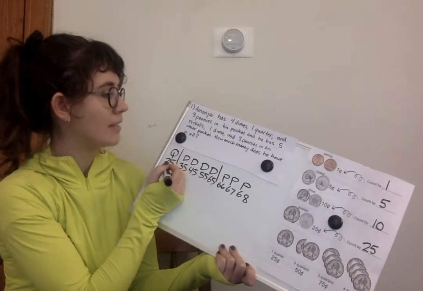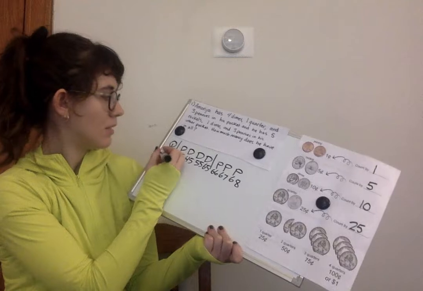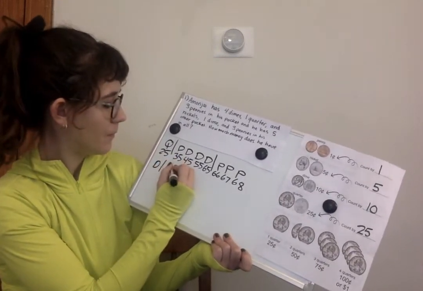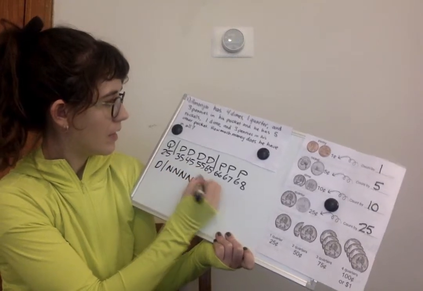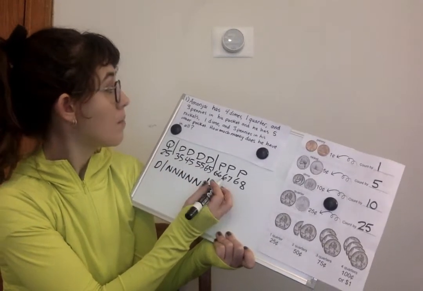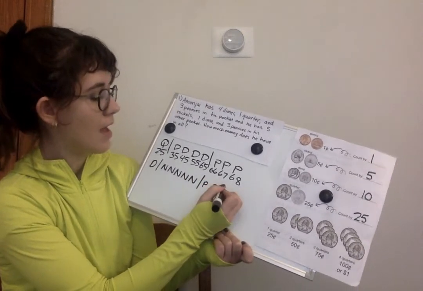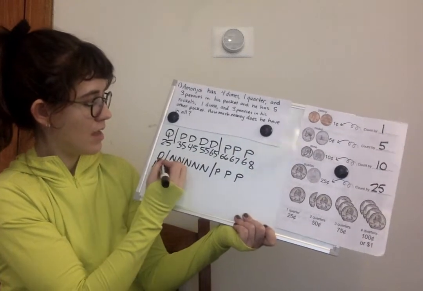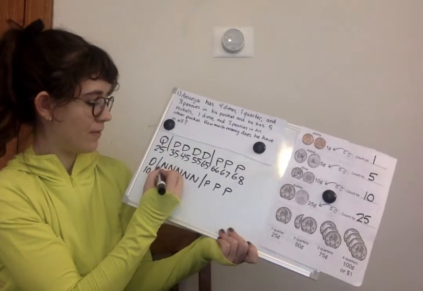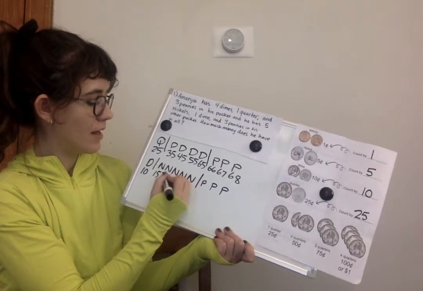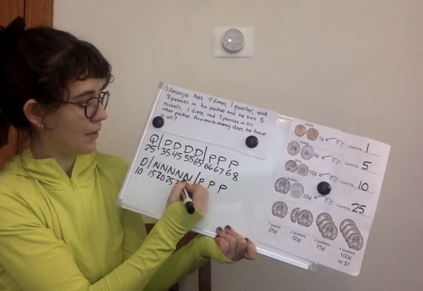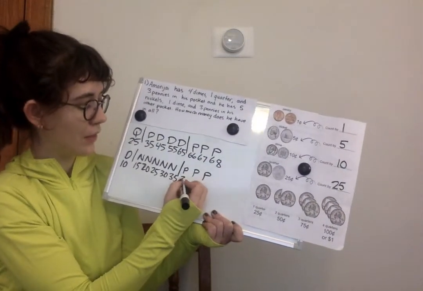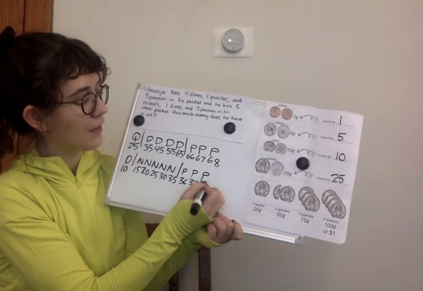Next, the other pocket has 5 nickels, 1 dime, and 3 pennies. So we're going to do that 1 dime first, then 5 nickels, and 3 more pennies. So penny, penny, and penny. All right, dimes count by 10, and then we're switching to nickels. They count by 5, so 15, 20, 25, 30, 35. Pennies count by 1, so we've got 36, 37, 38.